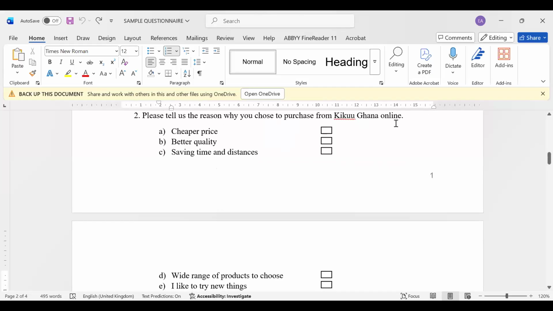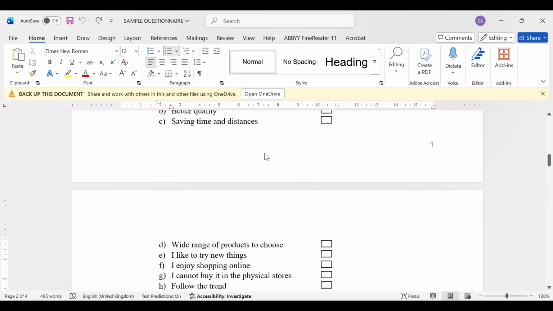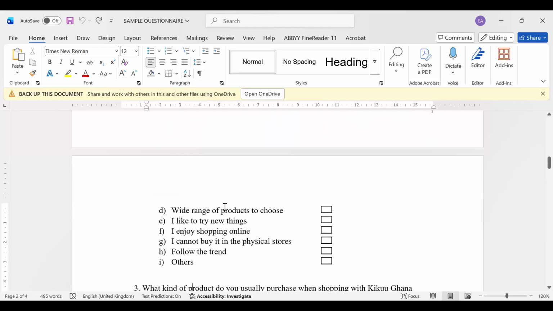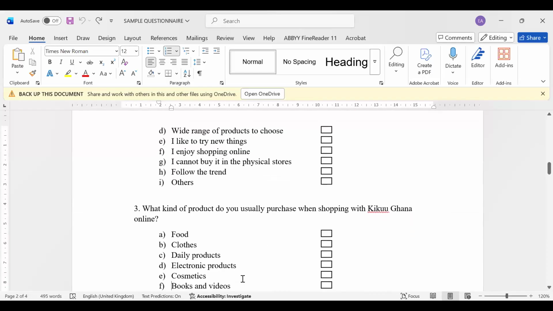Most students will make it open-ended. Because literature had told them that price, quality, time and distance, variety, and people's adventurous spirits are some of the factors. They provided these. And then, of course, "other, please specify." So the bias, look at all the options they have for people to choose from. This is the mark of a good questionnaire.